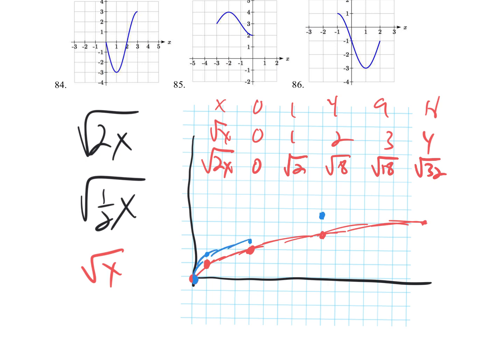So you see how it's growing faster? That's telling me this is going to compress. But it's going to compress, it's going to stretch vertically. We're talking about horizontal here. So this is going to be a horizontal compression. So it's growing faster than normal.